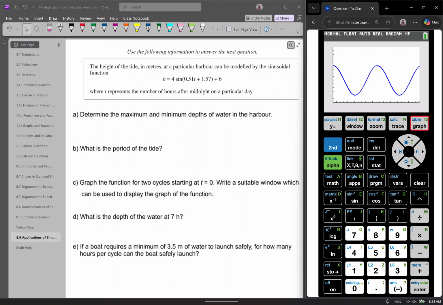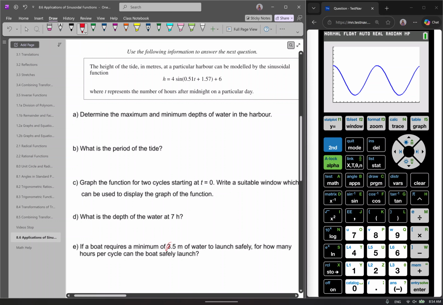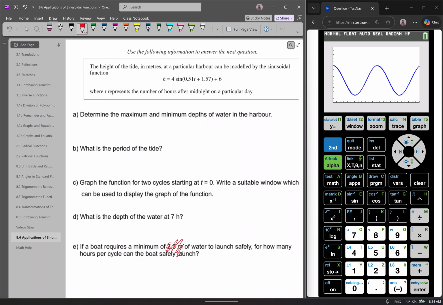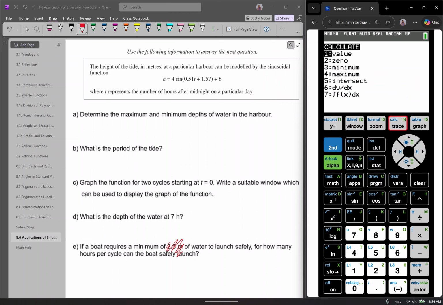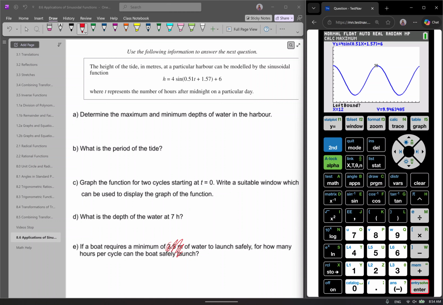Okay, I don't know, by the way, if this question is going to make any sense because this question is from a different prompt, but we'll see about that. Determine the maximum and minimum depths of the water. We're going to see in a moment if that number makes any sense. I think it will, actually.